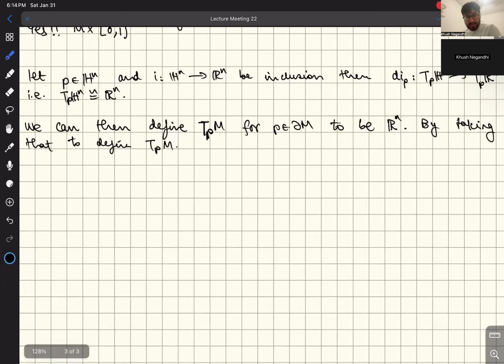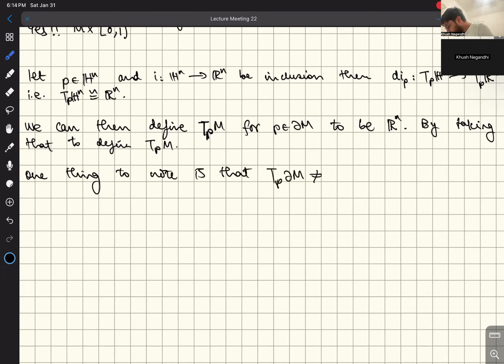But one thing to note is that T_p of the boundary of M is not the same thing as T_p M, right? This is because this is (m minus 1)-dimensional, and this is m-dimensional, so they can't be equal.